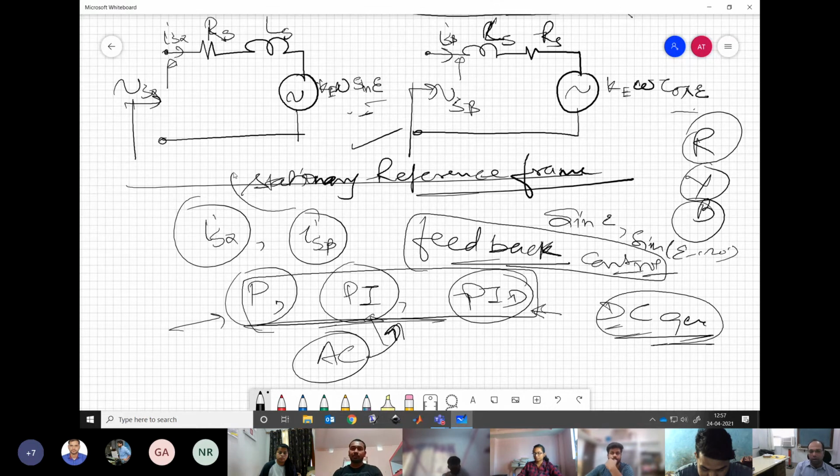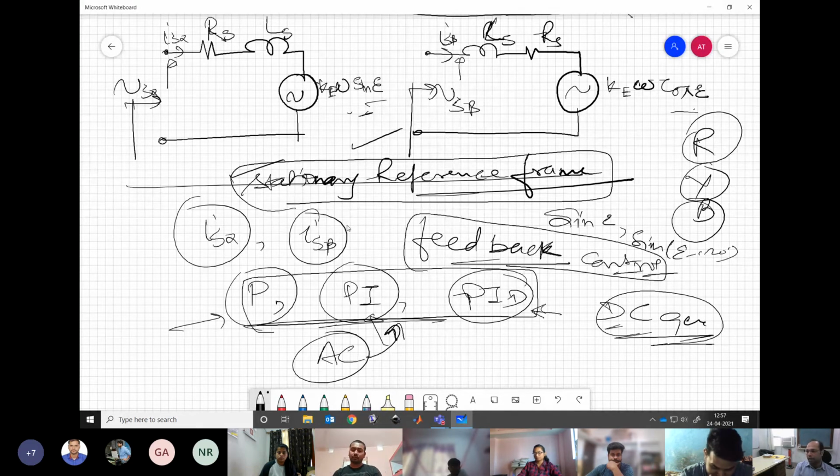We have modeled our machine very perfectly in the stationary reference frame, but this is not enough. This is the first step only. We have understood our machine mathematically, but in order to have feedback control through these traditional controllers P, PI, PID, we want these quantities as DC quantities instead of AC quantities. All these are AC quantities: V alpha, V beta, I alpha, I beta. Is there any doubt in that? Anybody having any doubt? No, right?